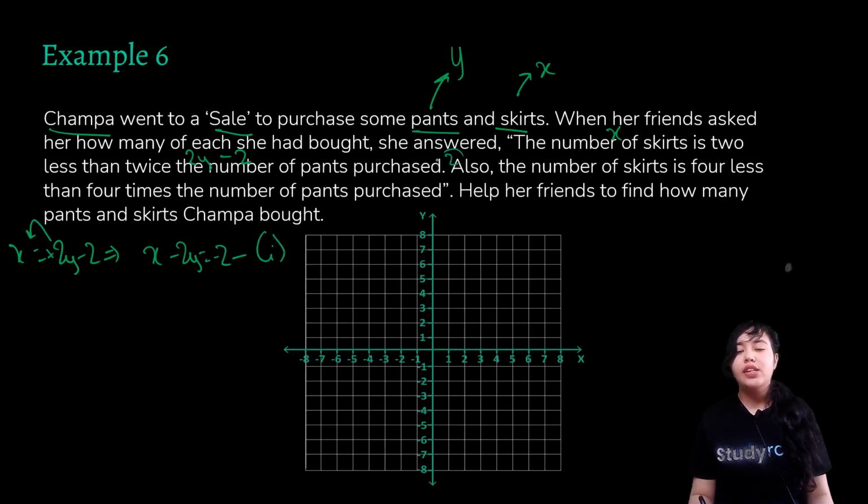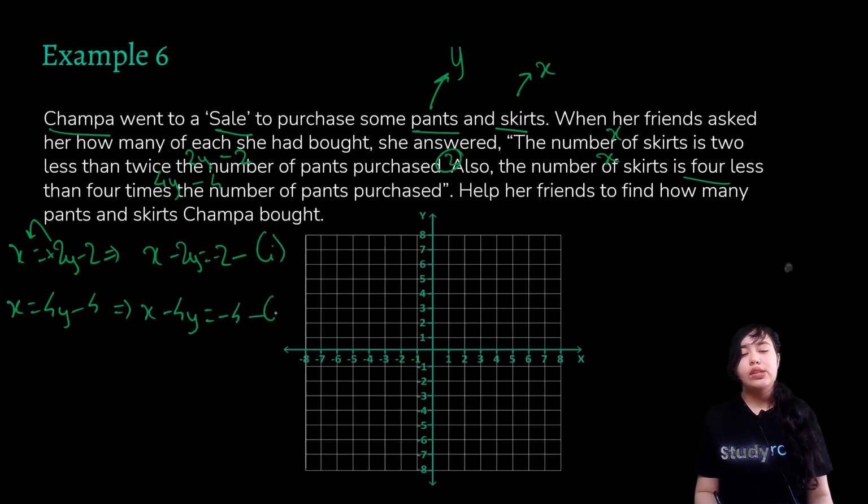Then look at the second condition here, that the number of skirts x, and here we have 4 times the number of pants, which is 4y. It is 4 less. That means 4y minus 4. So that's how you can also frame your second equation. X is equal to 4y minus 4. In a similar way, you can rearrange and get x minus 4y is equal to minus 4. Now you need to do it graphically.